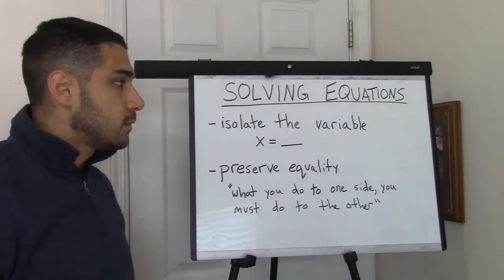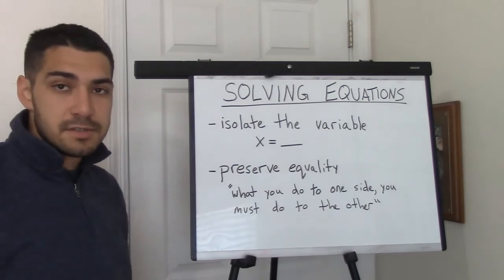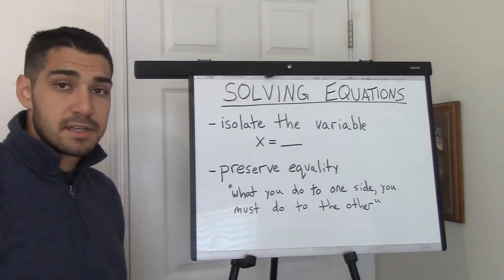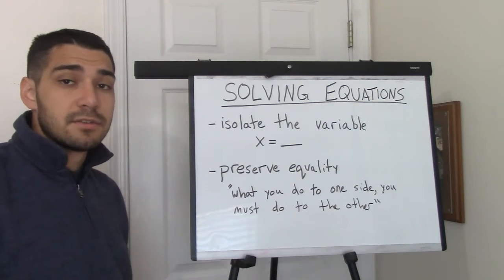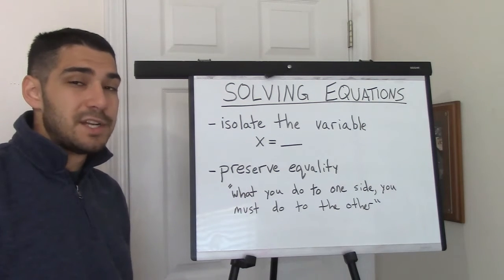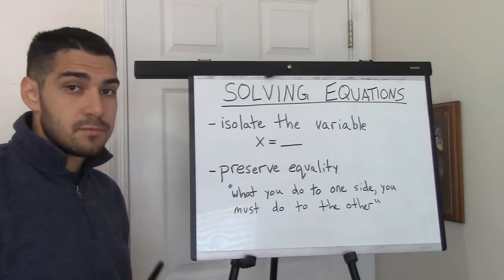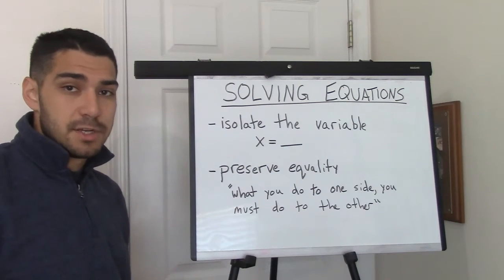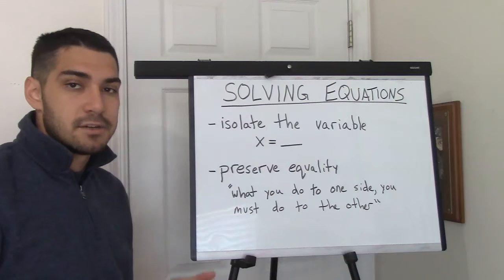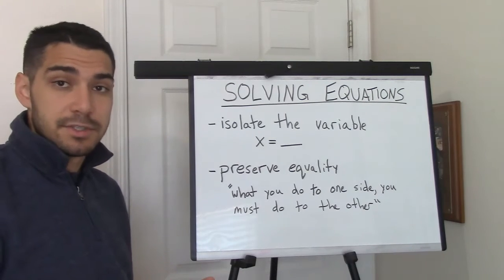In today's lesson, we're going to be talking about solving equations. Yesterday we talked about simplifying expressions. Today we're going to talk about solving equations. Remember, an equation has an equal sign, whereas an expression doesn't. An equation is basically like a sentence that is saying that two expressions are equal to each other.